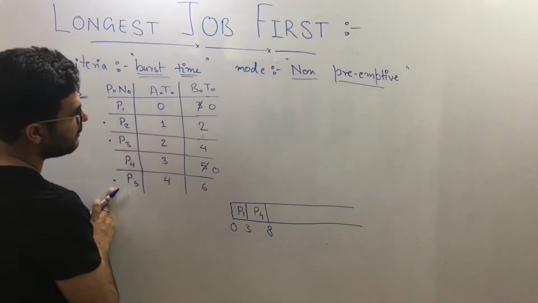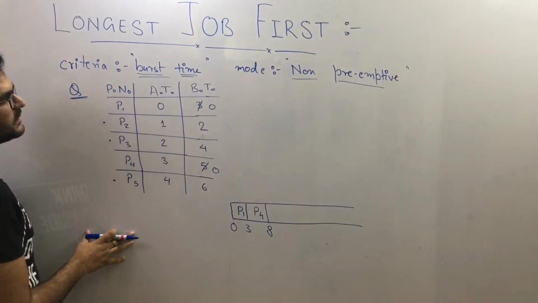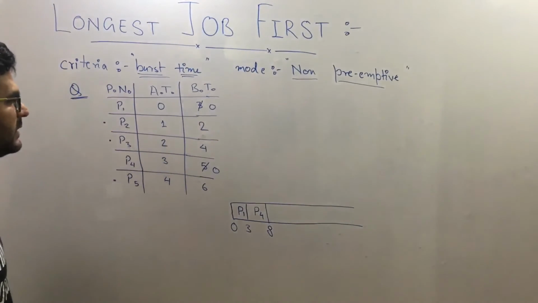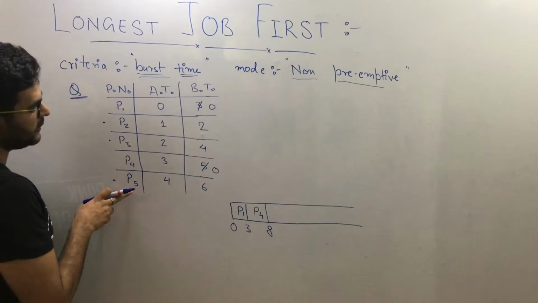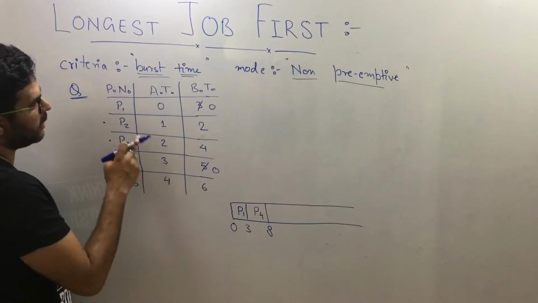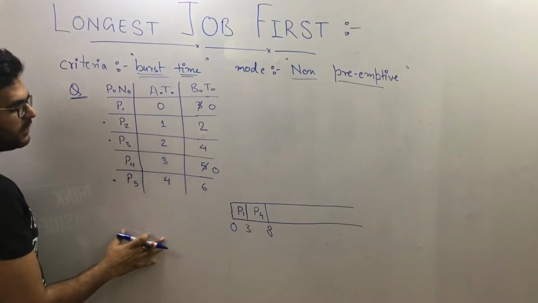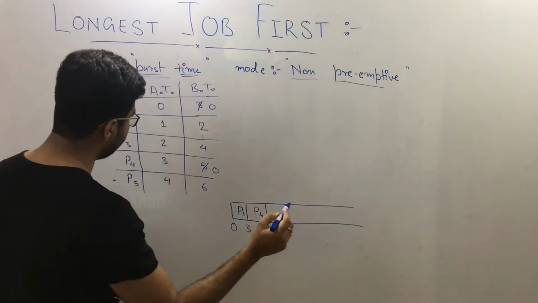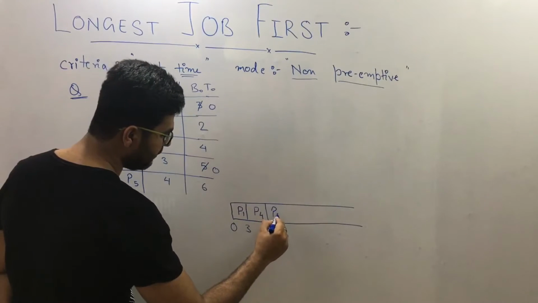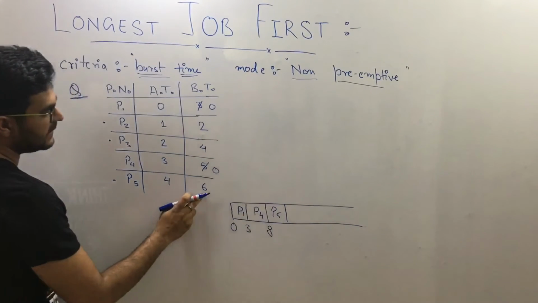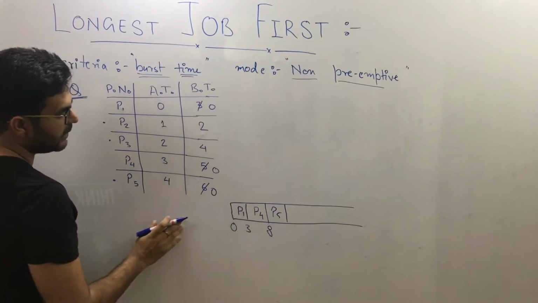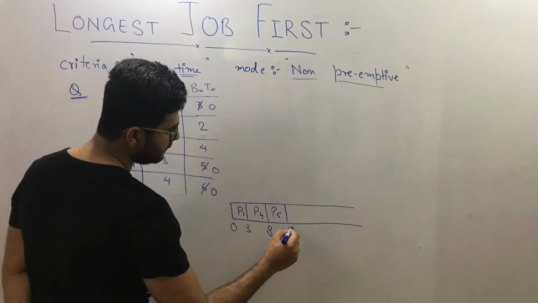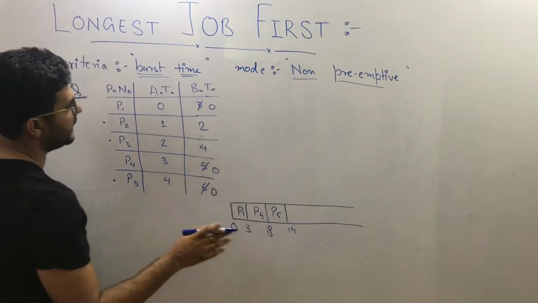Now out of these 3 processes which should be scheduled depends again on the criteria of execution, and the criteria for execution in longest job first is maximum burst time. So see, P5 has the maximum burst time out of these 3 processes and its burst time is 6 units. P5 has the maximum burst time, which is 6 units. So you schedule P5 inside the Gantt chart. I schedule P5 and it will execute for 6 units. So 8 + 6 will become 14. Okay.